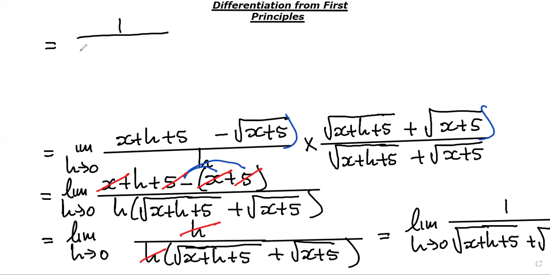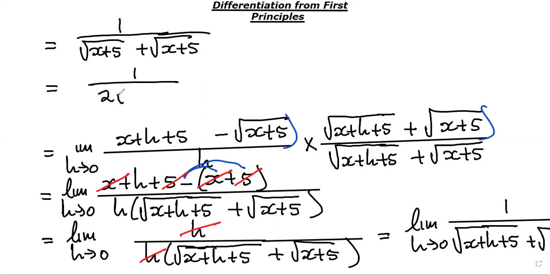So we are left with square root x plus 5 plus square root x plus 5. And seeing how these are like terms, we just add the two like terms together, and then we get 2 square root x plus 5. And this is our derivative in its simplest form.